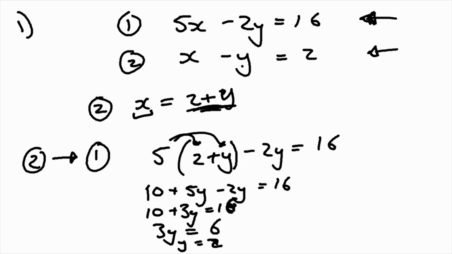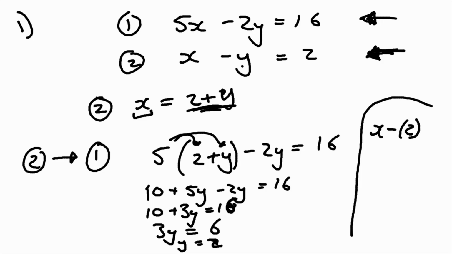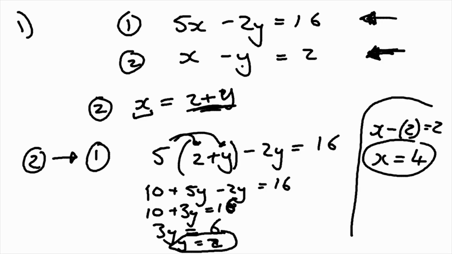But remember, we need a value for x and a value for y. So we're going to substitute this back into one of our formulas. And I'm going to do the second because it's the most simple. So x subtract 2 equals 2. We add 2 to both sides, x equals 4. And that is our pair of solutions.